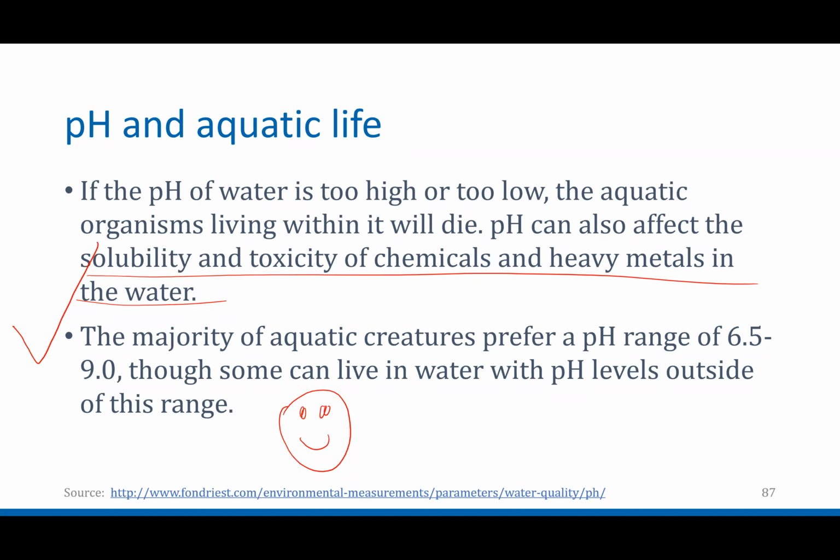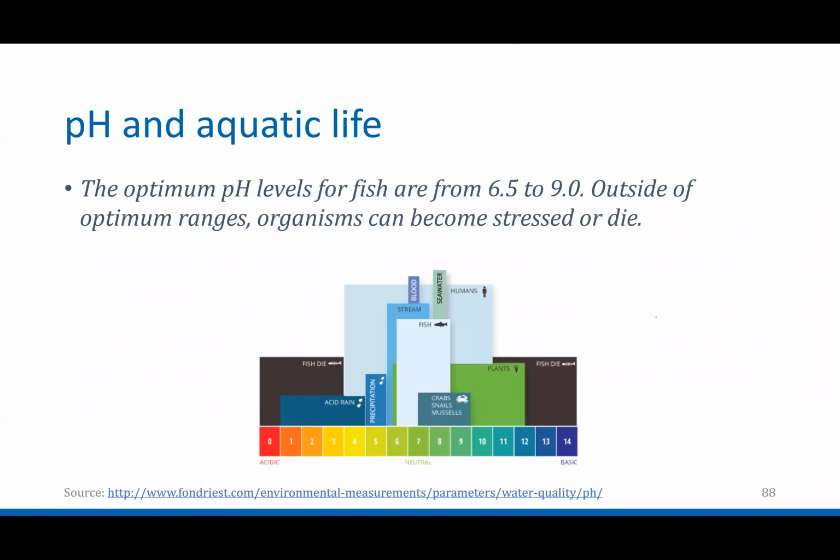You don't have to memorize that number, because you can do your quizzes with your notes open, because they're all online. But just know that the acceptable range is around 7 to 9. Okay, but more specifically, I guess it could be slightly acidic, but not much lower than 6.5.